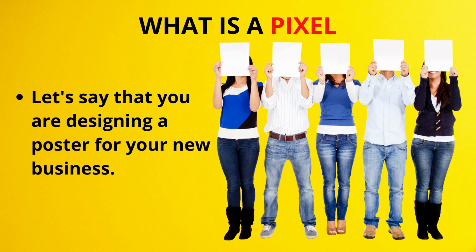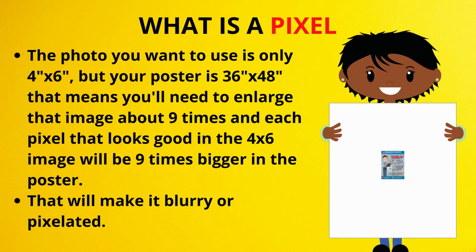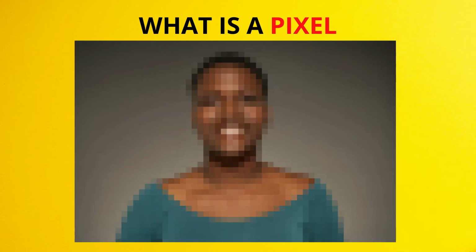What is a pixel? Let's say that you are designing a poster for your new business. The photo you want to use is only 4 by 6 inches, but your poster is 36 by 48 inches. That means you will need to enlarge that image about 9 times, and each pixel that looks good in the 4 by 6 image will be 9 times bigger in the poster. That will make it blurry or pixelated.